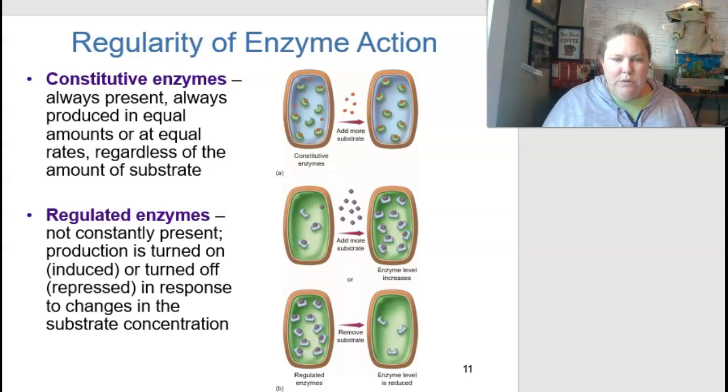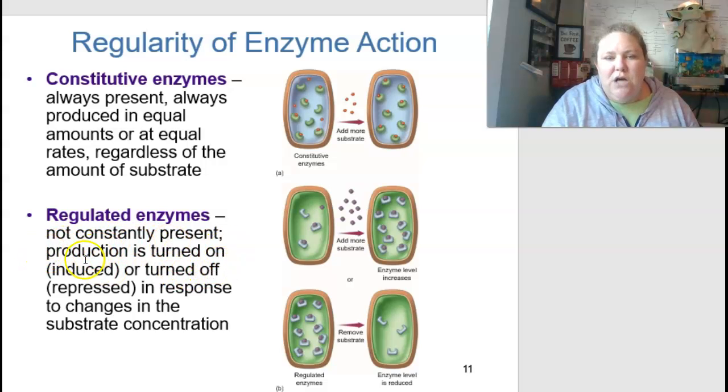So how do we regulate these? Well, we have constitutive enzymes and we have regulated enzymes, okay? And so this is figure 8.7 in your book. So constitutive enzymes, these are always present. They're always produced in equal amounts and at equal rates, regardless of the amount of substrate. Whereas regulated enzymes, they're not constantly present.